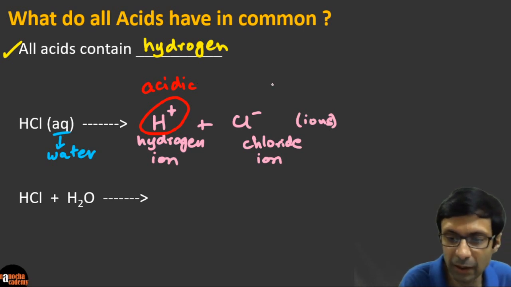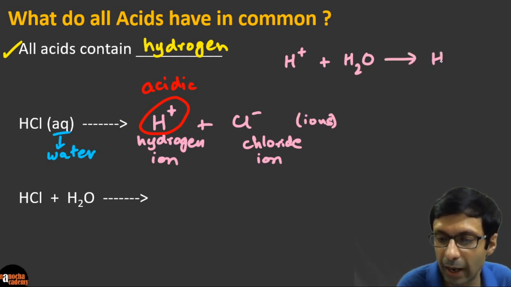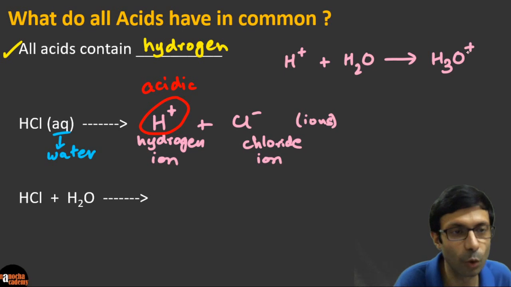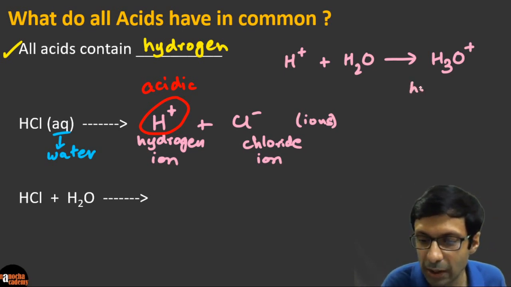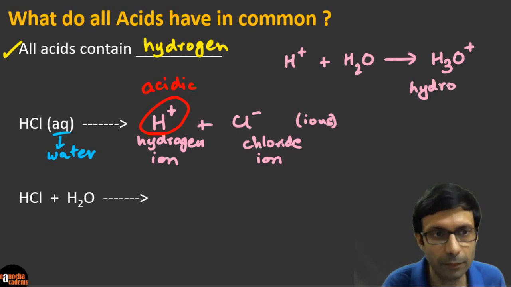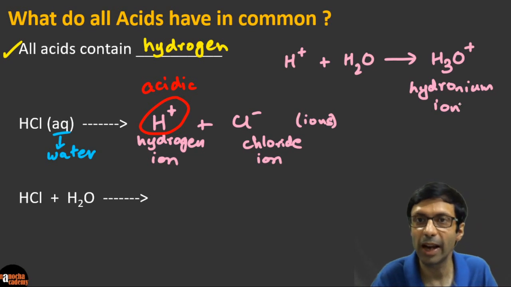In reality, this hydrogen ion H plus actually combines with a water molecule to produce this very important ion called H3O plus. And do you guys know what H3O plus is known as? Excellent, I see the right answer. So it's the hydronium ion, right? So please learn the spelling. So in reality, look here.